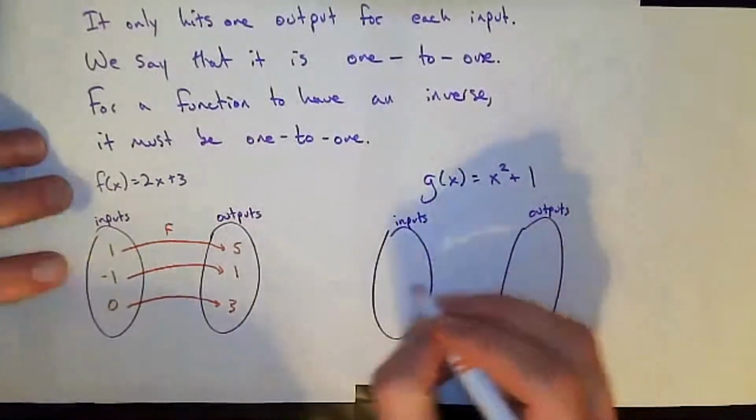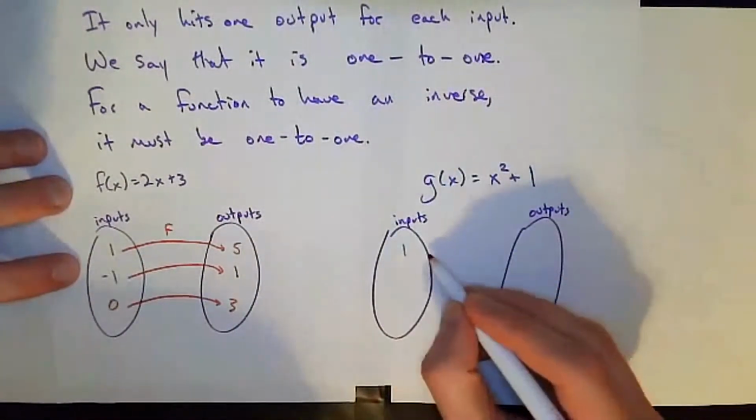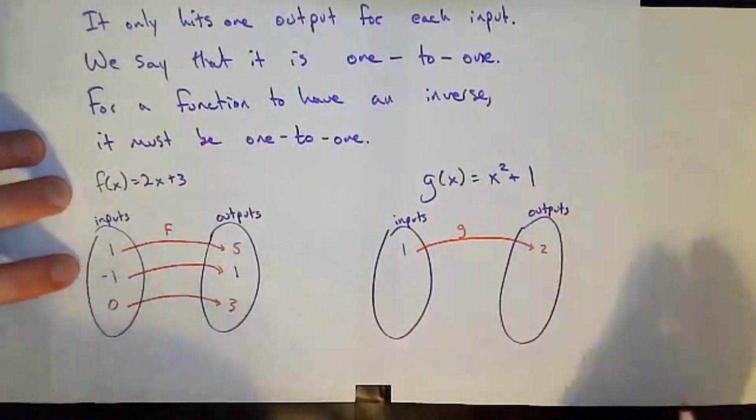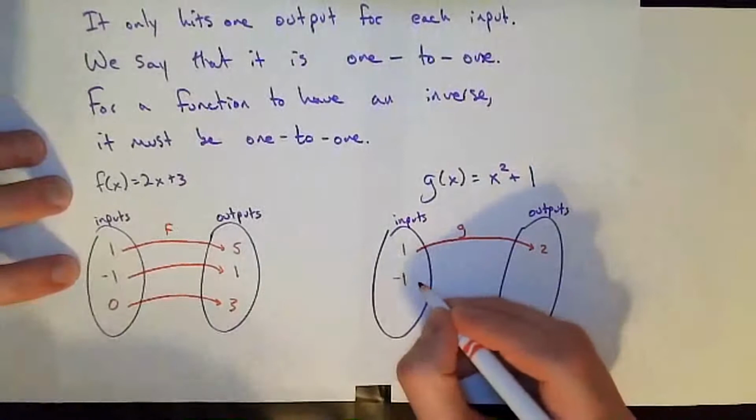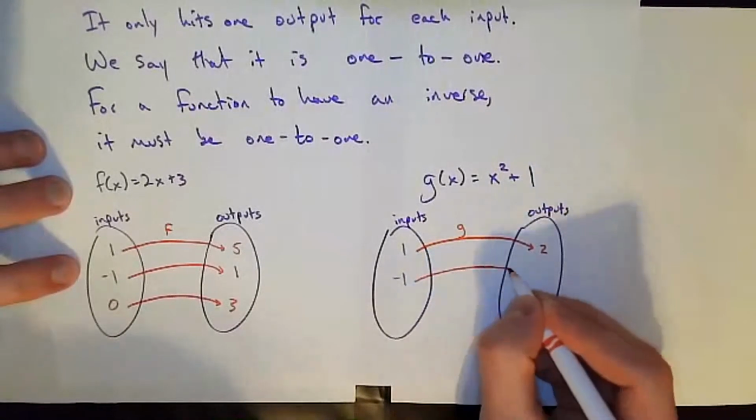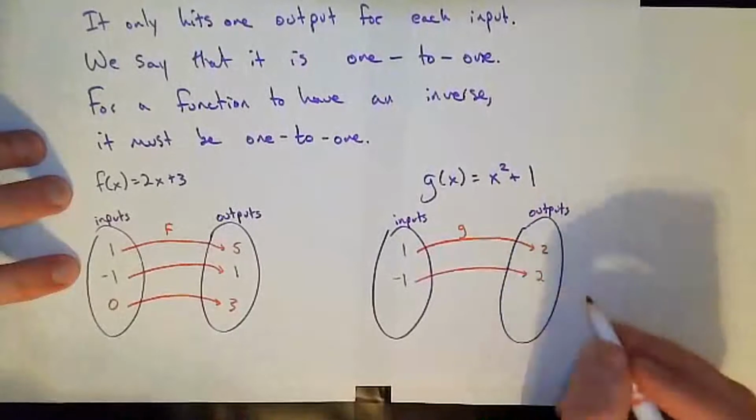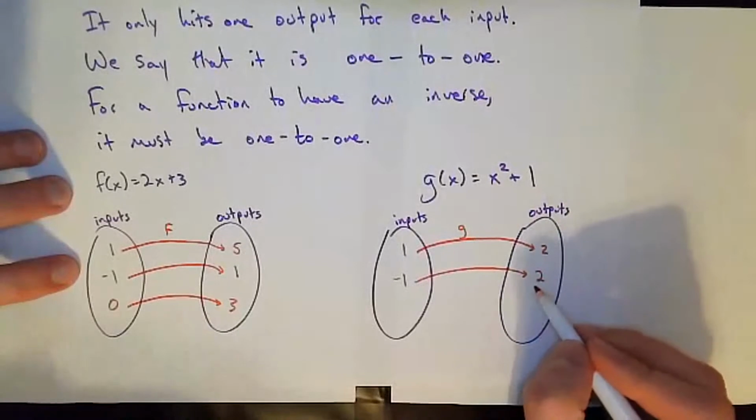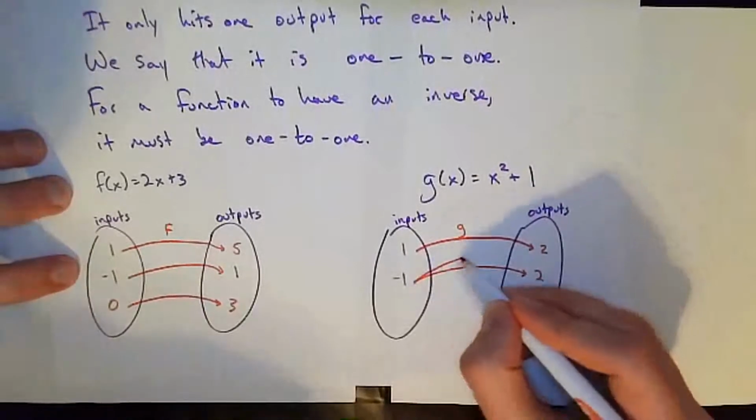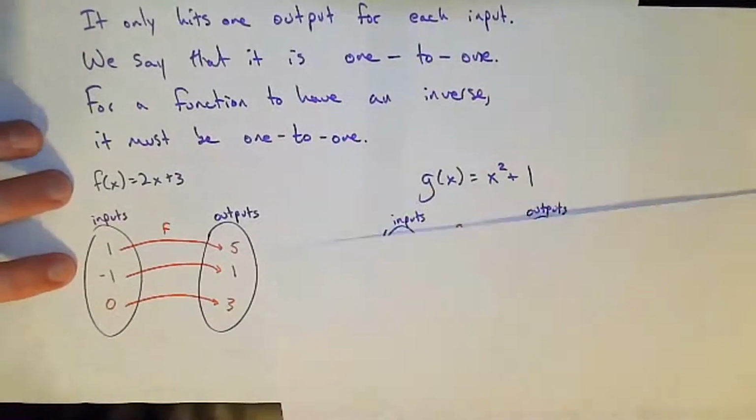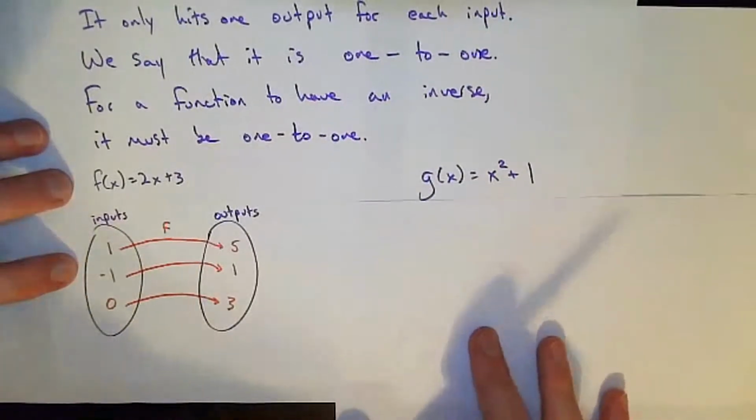Okay, so let's pick 1. 1 squared plus 1 is 2. How about negative 1? Negative 1 squared is 1 plus 1 is 2. Wait. That's a problem. Because really what's happening is this is going to the same value. In fact, honestly, I didn't mean to draw it like that. Let me fix that.